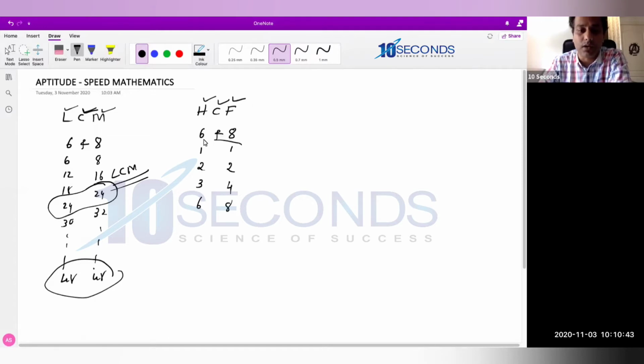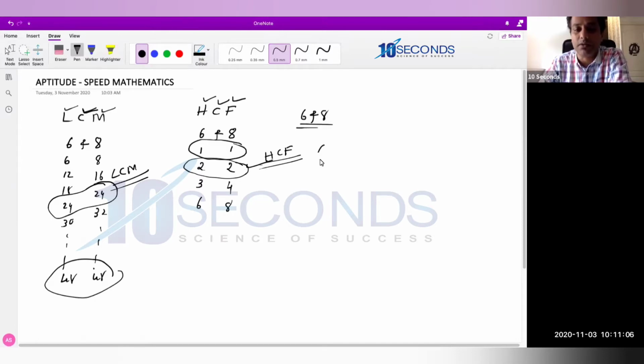Common factors: 1 is common in both 6 and 8. 2 is also common in both 6 and 8. These two are the common factors. The highest common factor, you can see, is 2. So that is the HCF.